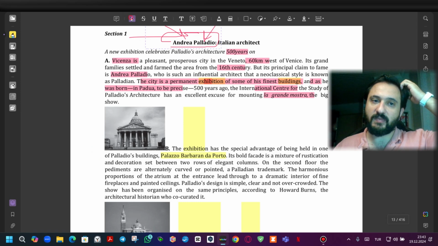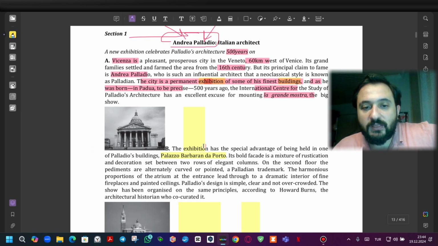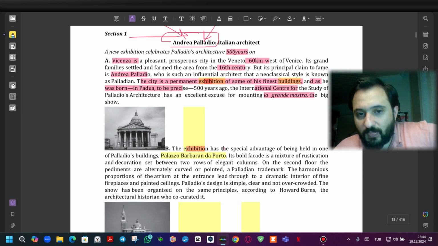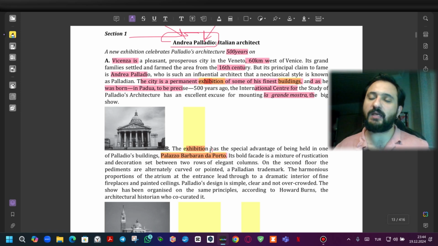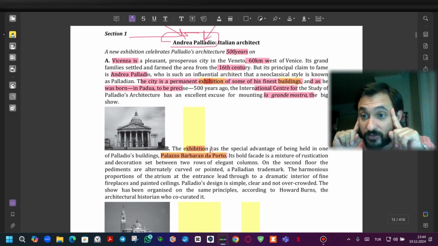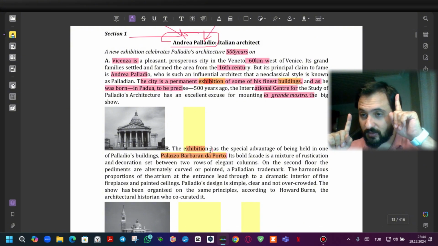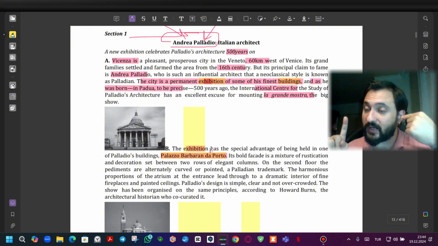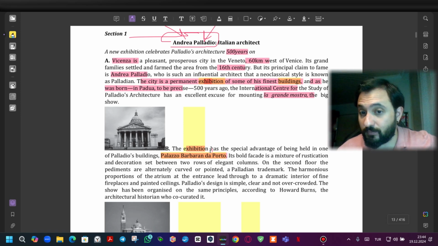So, where's my exhibition? Stop. Exhibition, renovated building. The exhibition has the special advantage of being held in one of Palladio's buildings, Palazzo Barbaran da Porto. It's not written, but I found the second keyword, Palazzo Barbaran. So, at the same time, I say, keep in your mind the first question, but now the second question has started. Second question has just started, so I'm now looking for the second question, not the first one. Sorry. But it doesn't mean that I'm ignoring it. But just I'm careful now.